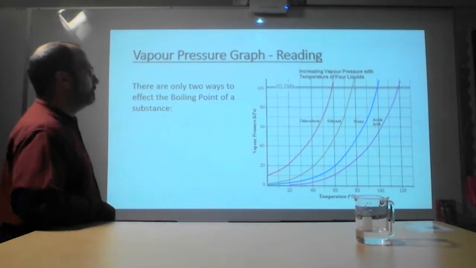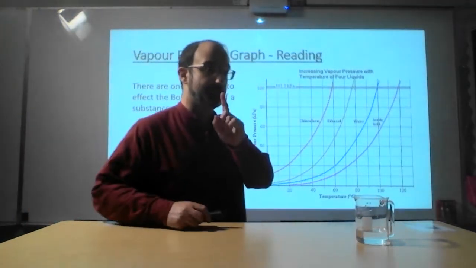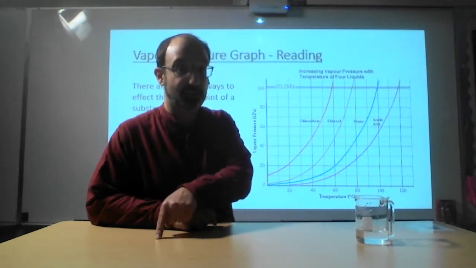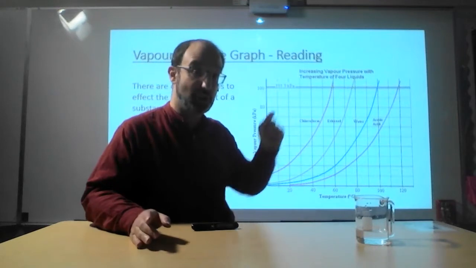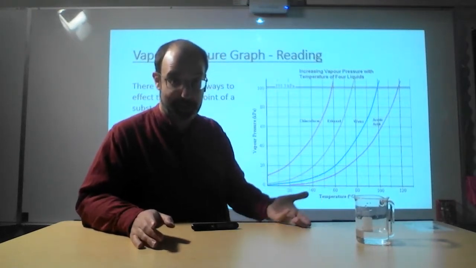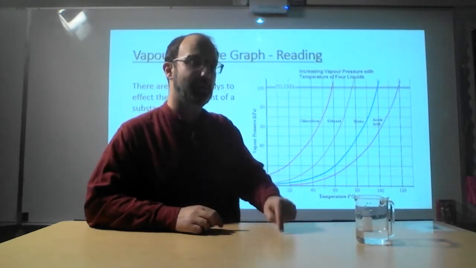So there are only two ways to affect the boiling point of a substance. Notice I say boiling point, not intermolecular force. We can't change that. The intermolecular forces are fixed. The shape of this line is always the same. So there's only two ways that I can change the boiling point.